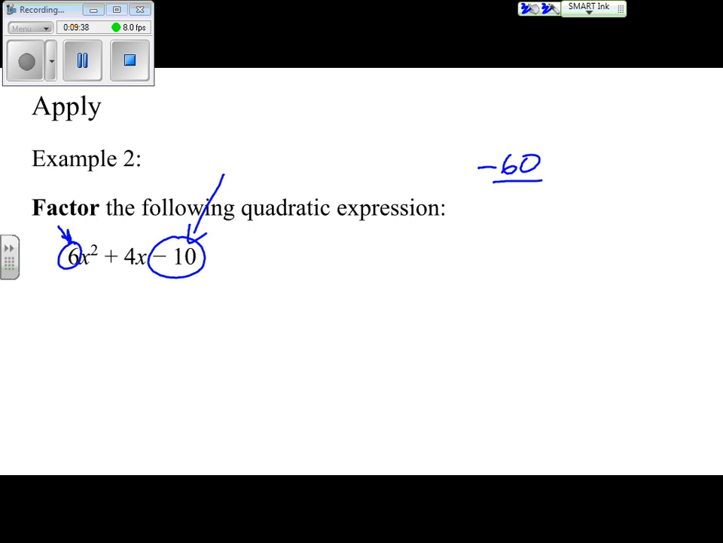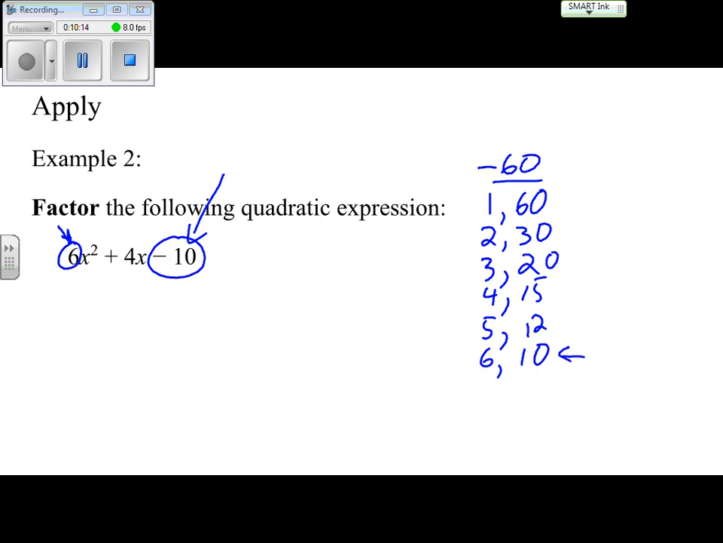All right, now we're going to list the factors of negative 60. So I've got a 1 and a 60. I'm not going to worry about the sign just yet. I've got a 2 and a 30. I've got a 3 and a 20. 4 and 15. 5 goes into it 12 times. 6 goes into it 10 times. 7 does not go in evenly. 8 does not go in evenly. 9 does not go in evenly. And then that leaves me back with 10, which we already have here. So I don't need to go any further.